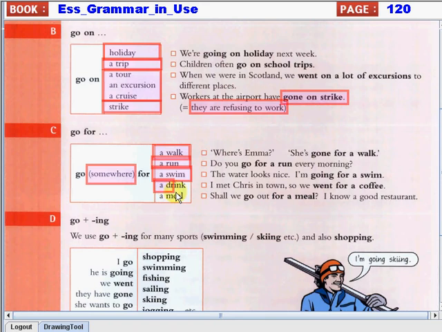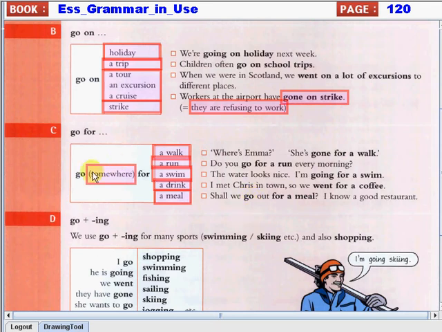Go for a drink. I met Chris in town, so we went for a coffee. Go for a meal. Shall we go out for a meal? I know a good restaurant.